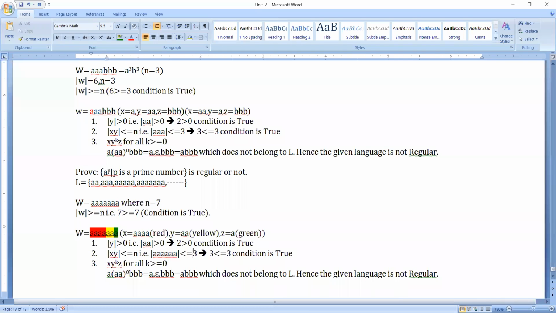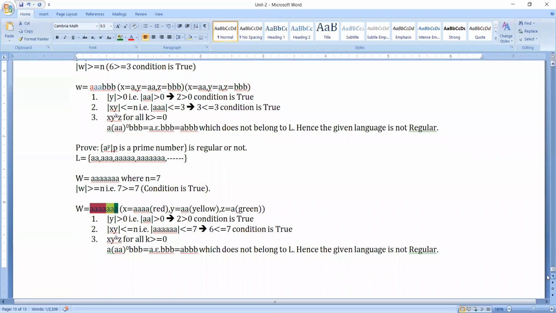What is the value of n? The value of n is 7. So 6 is less than or equal to 7. 6 is less than or equal to 7 means this condition is also true, which means now we have properly divided our given string w into three parts: an x part, a y part, and a z part.